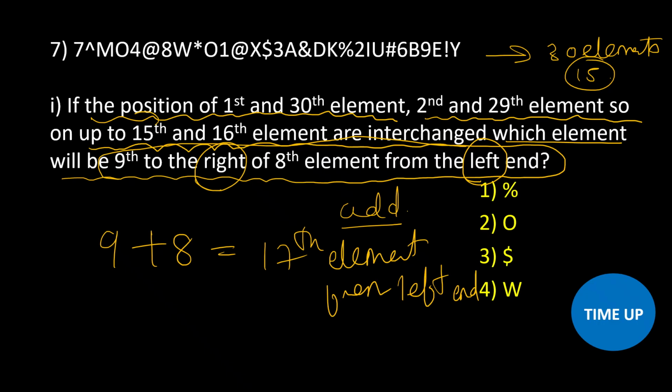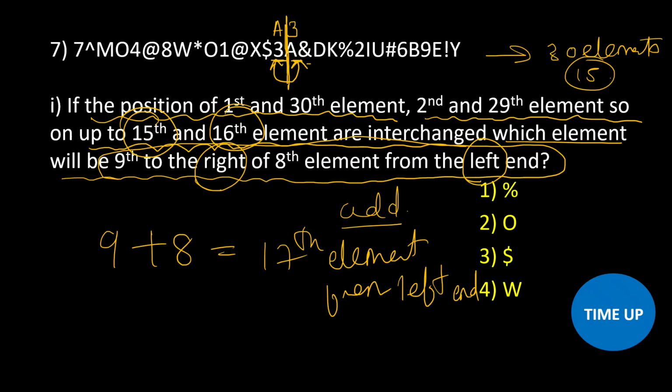Now see, they have said the 15th and 16th elements are interchanged. 30 half is what? 15. So where is your 15th element? The 15th element is 3. 3 is your 15th element. A is your 16th element. Correct? So you can divide it like this. So this will get interchanged. That means A will come here, 3 will come here.